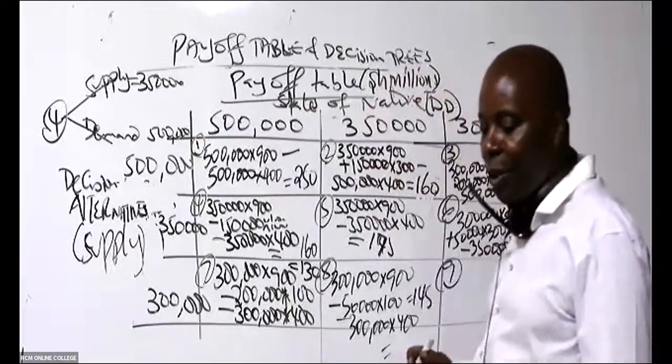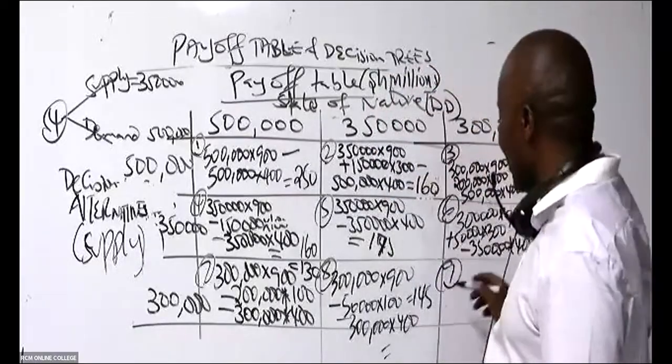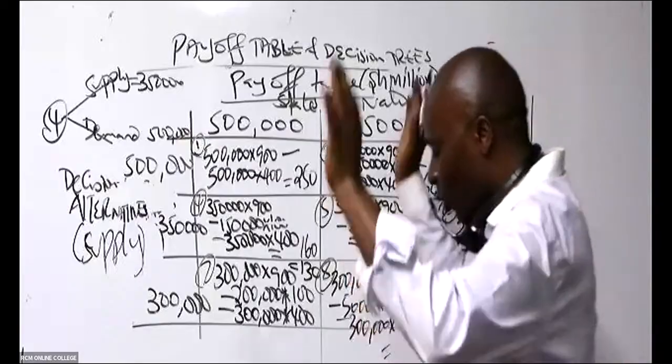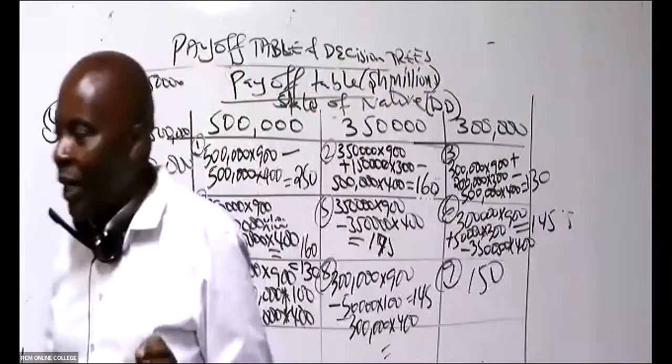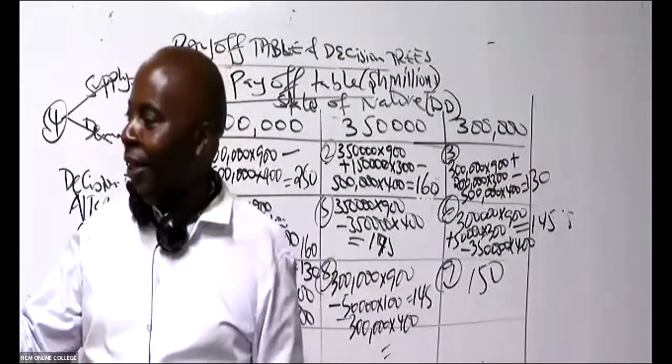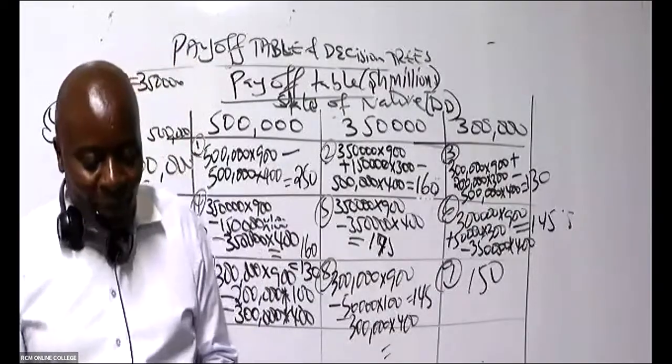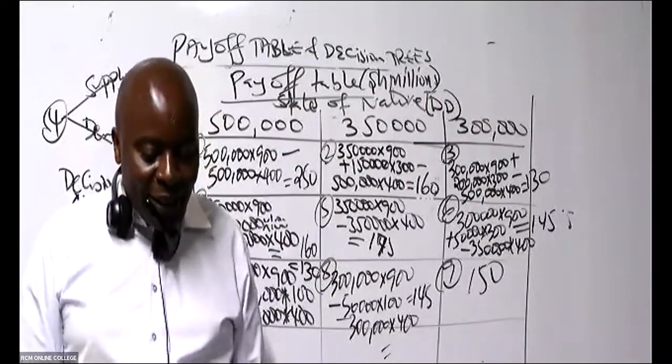The last one I'm being told is 90. 150. The last one I'm told, Mwalimu, that one, don't do it, and I will not do it.